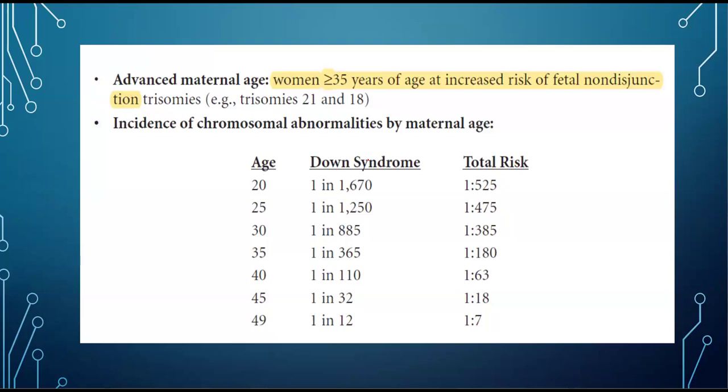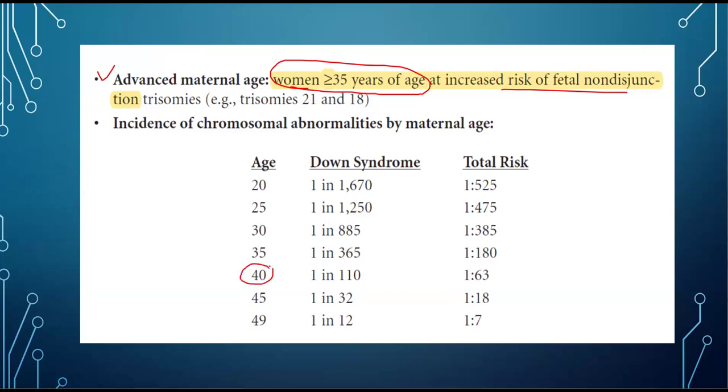First of all, advanced maternal age. Advanced maternal age means if a woman is above 35 years, she is at increased risk of fetal anomalies, especially chromosomal anomalies. The most common chromosomal anomaly is trisomy 21, which is Down syndrome, and then trisomy 18. So advanced maternal age is definitely a high-risk pregnancy. You can see that as the age of a patient goes higher, the chance of Down syndrome also gets higher.